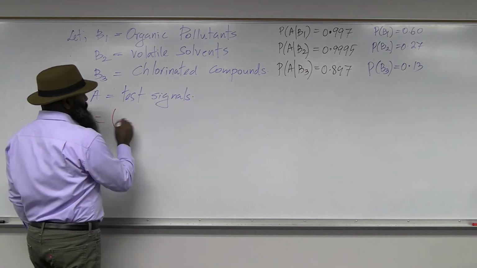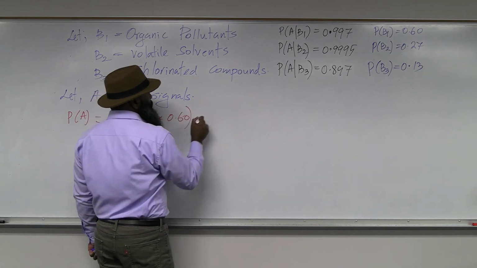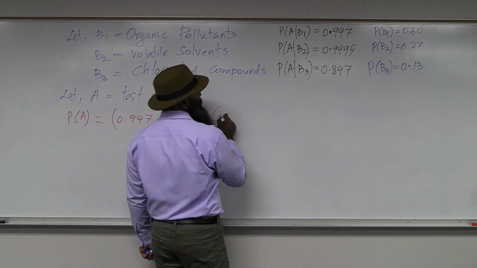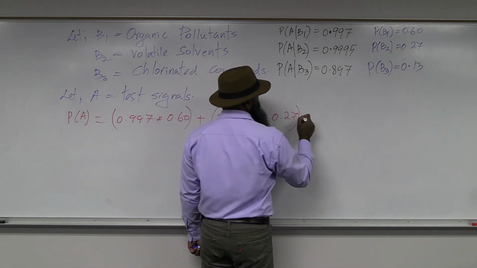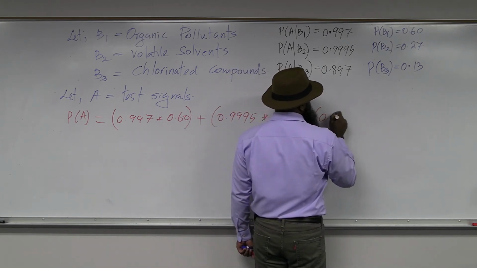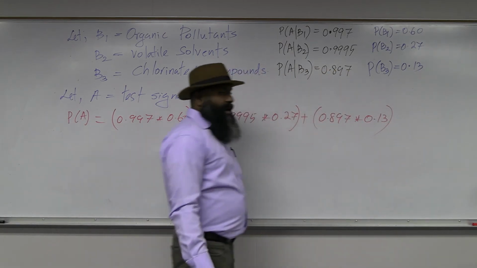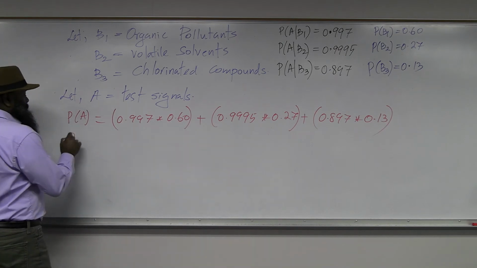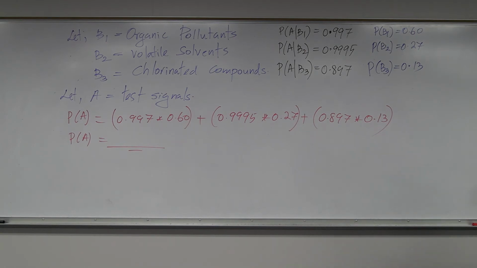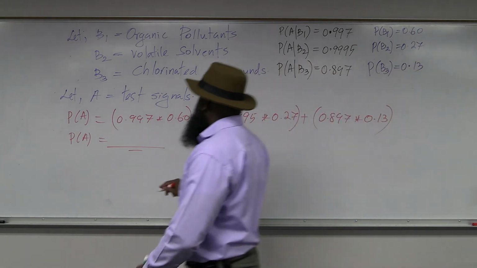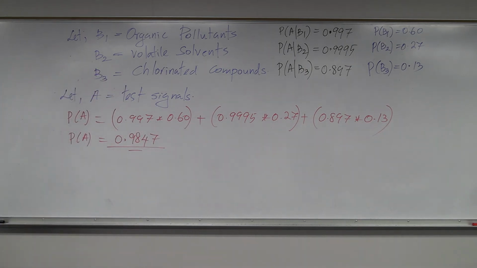So P(A given B1), which is 0.997, times P(B1), which is 0.6, plus P(A given B2), which is 0.9995, times P(B2), which is 0.27, plus P(A given B3), which is 0.897, times P(B3), which is 0.13. We need this summation, and that gives us P(A). I got 0.9847. Always go up to at least 4 decimals, just to be on the safe side.